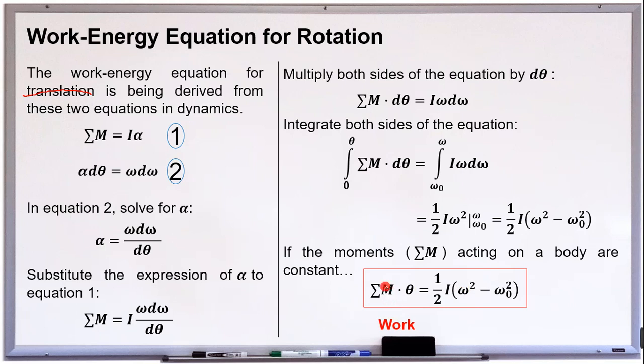So for rotation, it is the product of the moment and the angular displacement. The moment can be determined by taking the product of the force and the moment arm. And then the right side of our equation talks about the rotational kinetic energy.